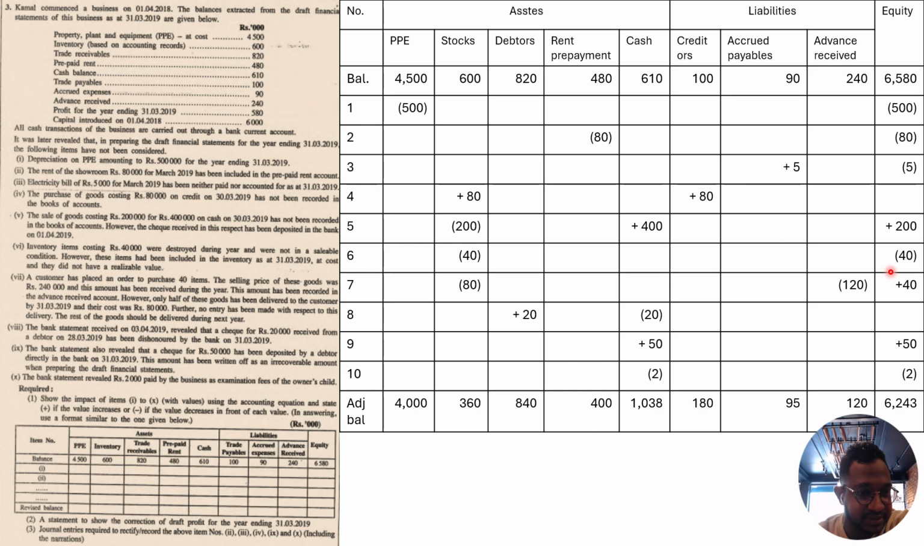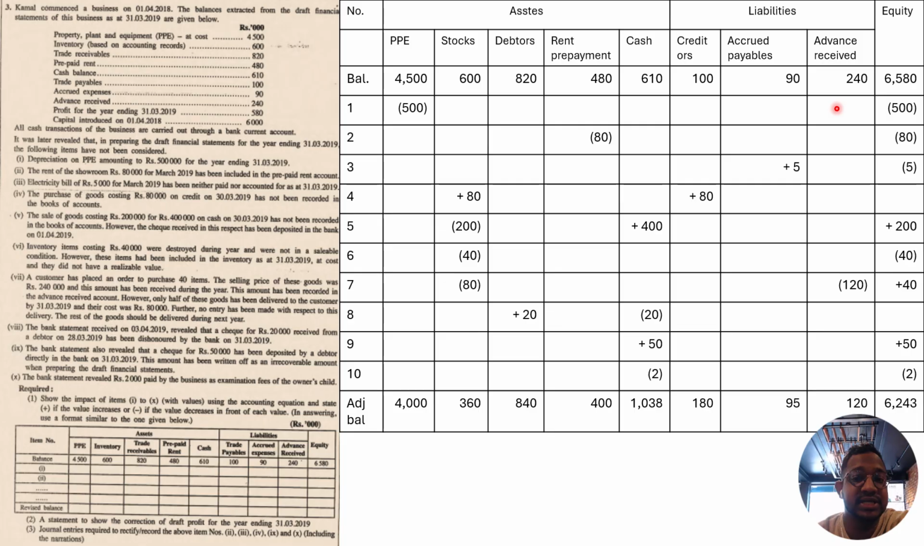Seventh one, a customer has placed an order to purchase 40 items. The selling price of these goods was 240,000, and this amount has been received during the year, and was recorded in the advance received account. So that was the balance we have in advance received here. And what happened? As at 31st March 2019, half of these goods have been delivered to the customer, and the cost of that is 80. So stock should decrease by 80, and half of this means half of the sales, so 120.